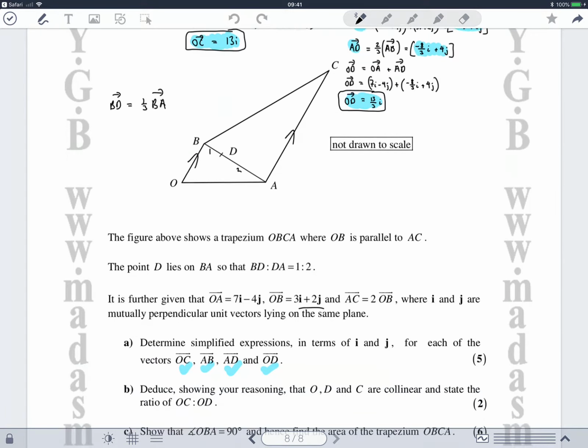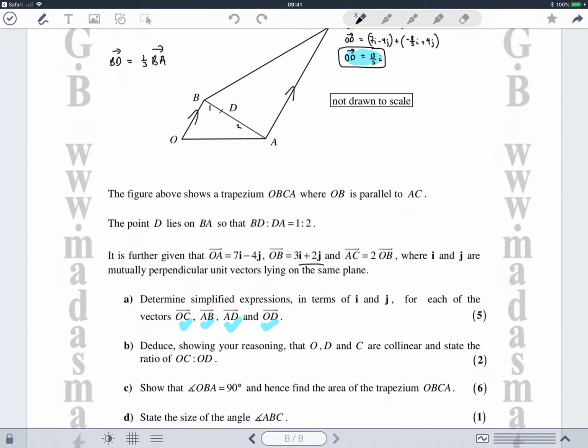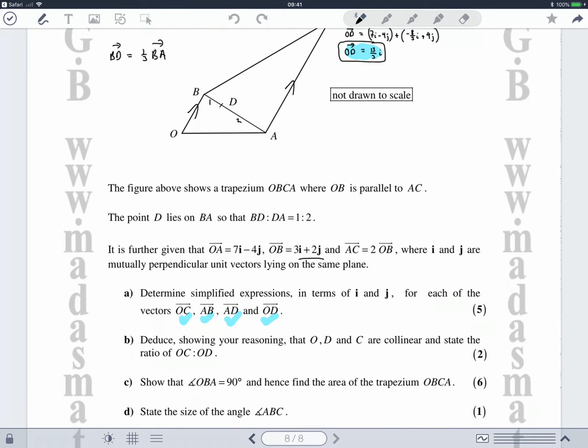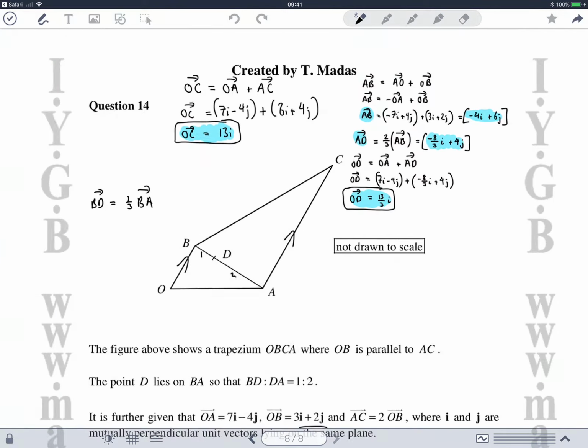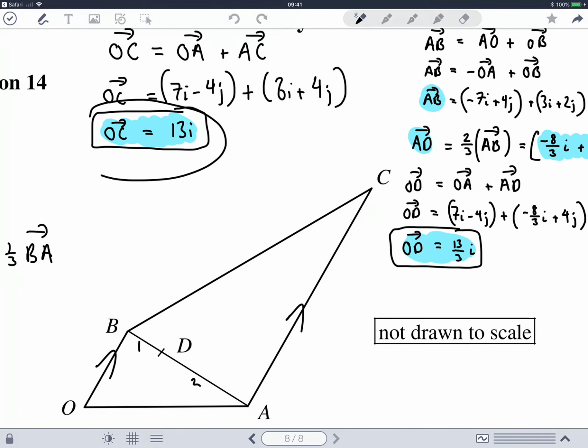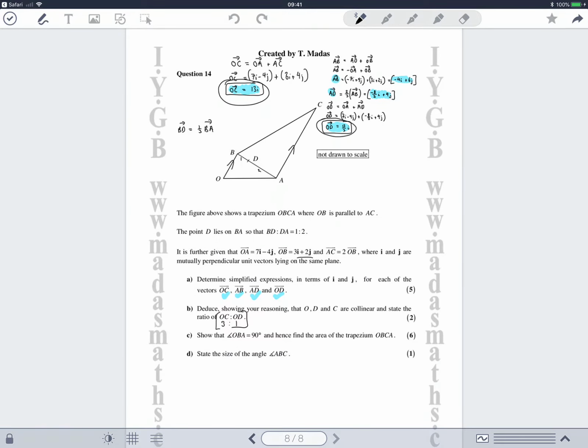Well, yes, they are, because O to C is, for every 3 parts, O to D is 1/3 of it, to 1. So yes, they are collinear because they both lie as just multiples of the unit vector i. So they're clearly collinear, they lie on the same line.